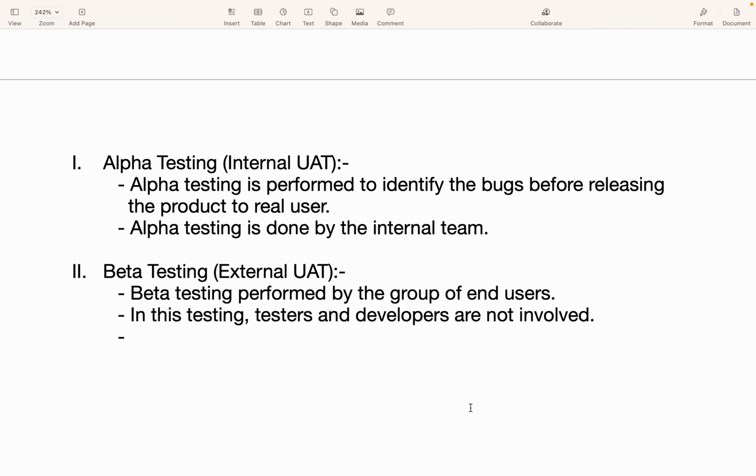And second is beta testing. Beta testing is also called external UAT. Beta testing is performed by a group of end users. In this testing, testers and developers are not involved.